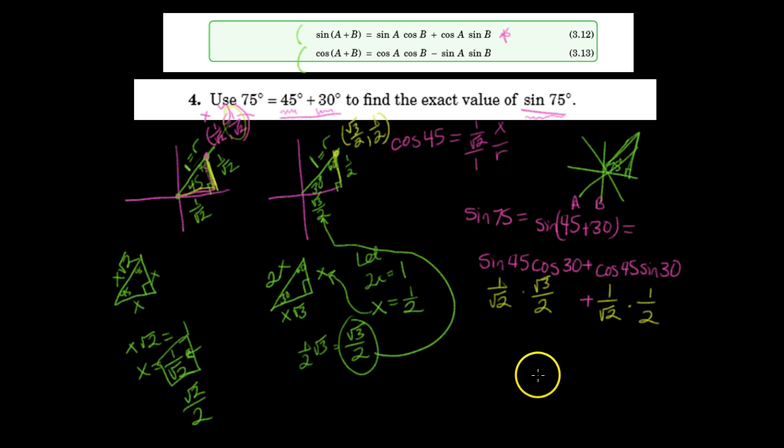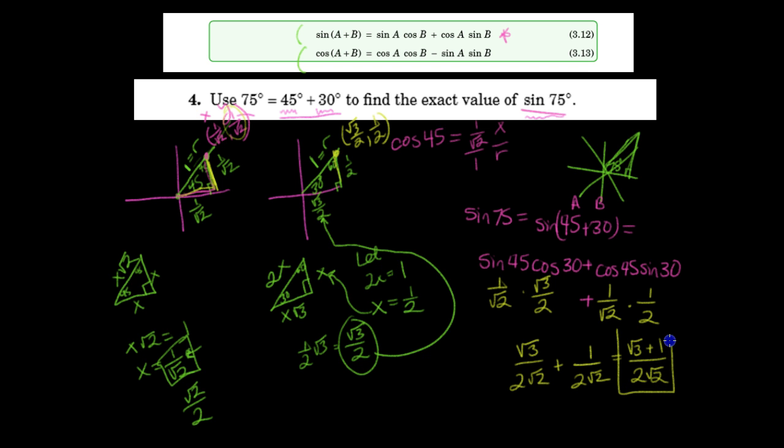Okay? So if I clean this up, I have root 3 over 2 root 2 plus 1 over 2 root 2. If you wanted to clean that up even more, you could rationalize the denominator. You can also just leave it: root 3 plus 1 over 2 root 2.